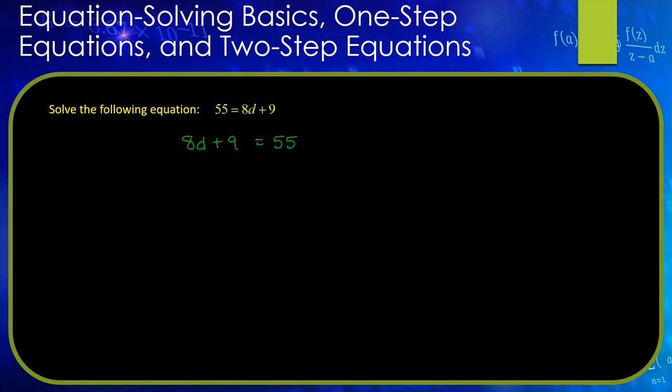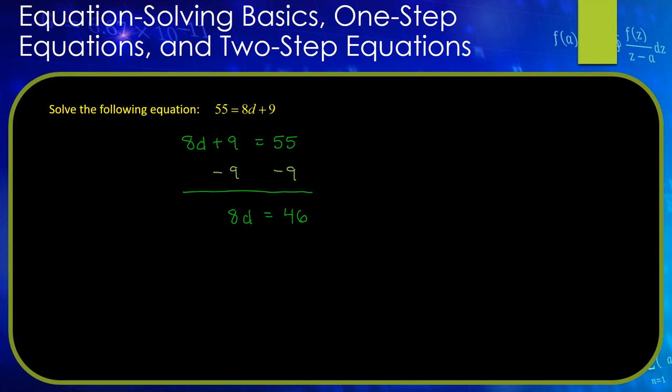And so when I look at this, I have a multiplication of 8 occurring to the d, and I also have an addition of 9 occurring onto the d. So that's the order in which they would occur. So when I start undoing them, the addition of 9 has to go first. So subtract 9 from both sides. And when I do that, I get that 8d equals 46.